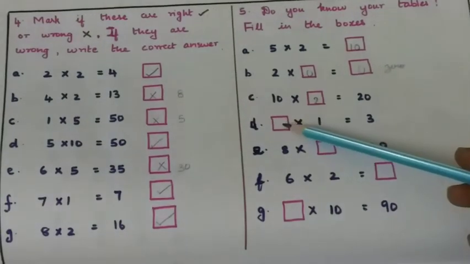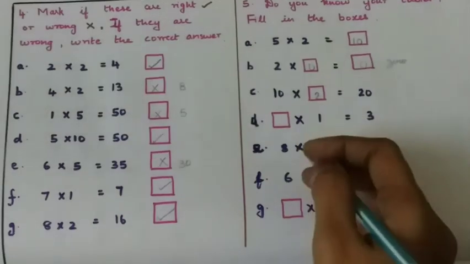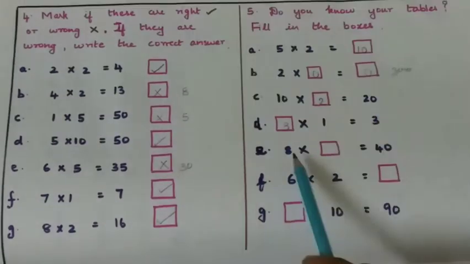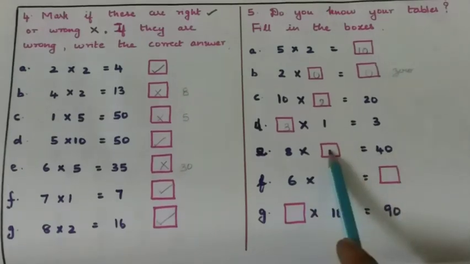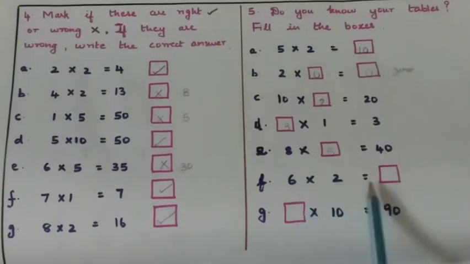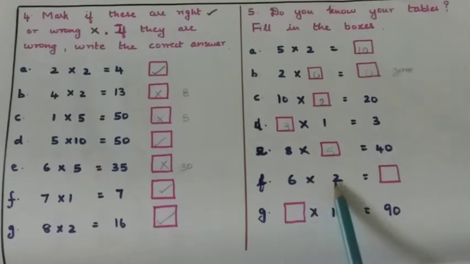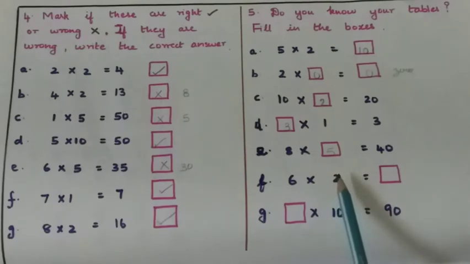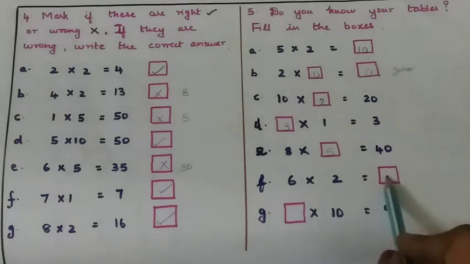Next, you need to fill in this box into 1 equals 3. It is nothing but 3. Next one, 8 into dash equals 40. It is 5. Next, 6 into 2 equals what? So 6 times 2 is going to be the first row of the second part of table 2. So we are going to prefix 2 with 1. So the result is going to be 12.